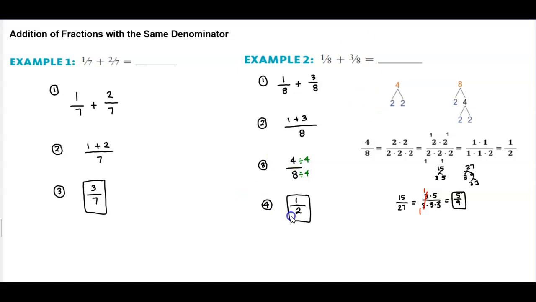So again, it's up to you how you're going to simplify it, but this is one way to break it down when you're dealing with larger numbers.